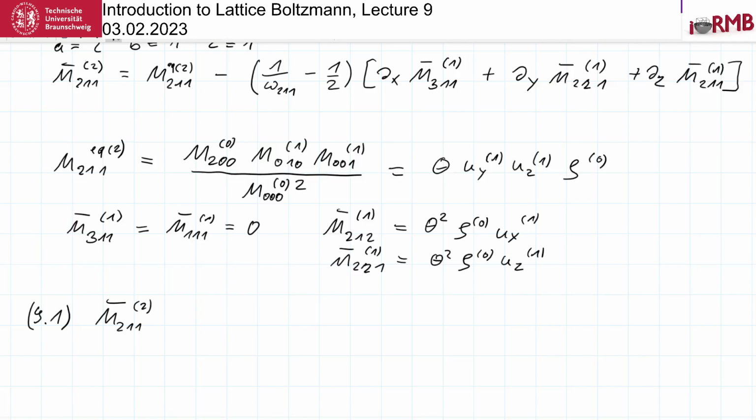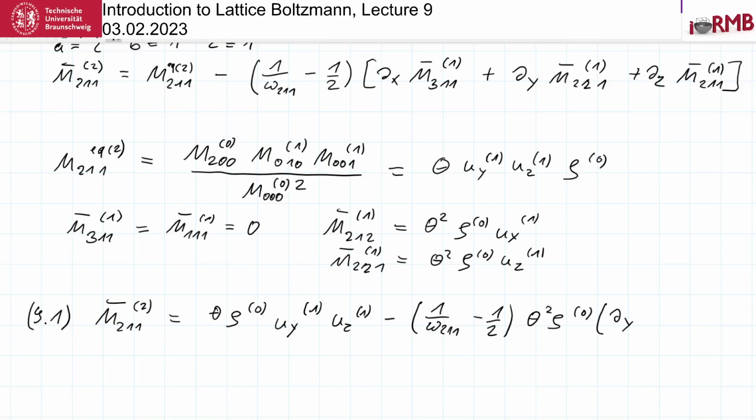Okay, so now when we put all of this into the equation, which I now call 9.1, we have M211 to second order: theta rho 0 uy first order uz first order, minus 1 over omega 211 minus 1/2, this into theta square rho to 0 order, and here comes the derivative in y direction of z plus the z derivative of uy first order.